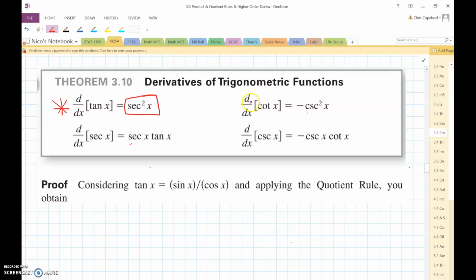The next one, the derivative of cotangent of x with respect to x is negative cosecant squared x. The next one here is the derivative of secant with respect to x is secant x tangent x. The next one is the derivative of cosecant of x with respect to x is negative cosecant x cotangent x. So if it is a cofunction, cotangent or cosecant, notice that it's negative. If it's not a cofunction, if it's tangent or secant, it's positive.